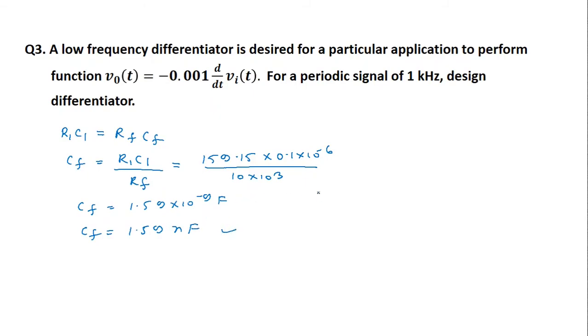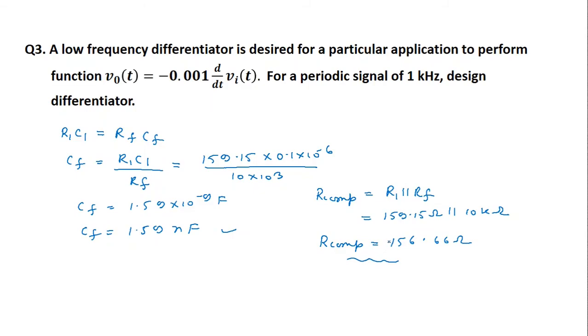Now we can find the compensation resistance. The compensation resistance is equal to R1 parallel Rf. R1 we got is 159.15 ohm, in parallel with Rf, which is 10 kilo ohm. When we solve this equation, we get the compensation resistance equal to 156.66 ohm. So this is the value of the compensation resistance.